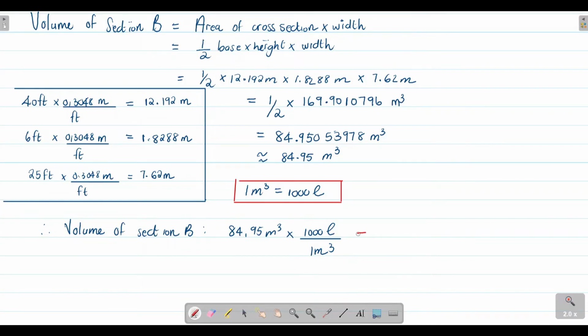actually equal to 84,950 liters. Okay, so now we already know what the volume is for section A. We already know what the volume is for section B.